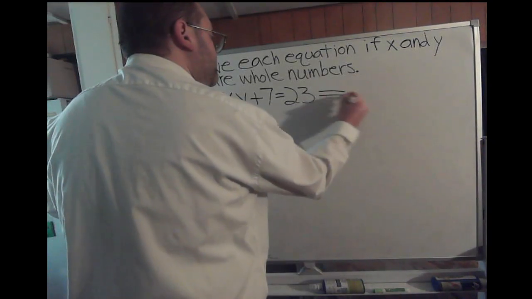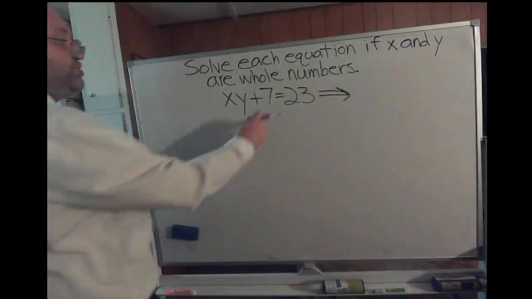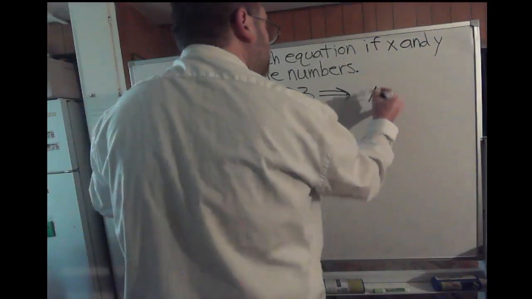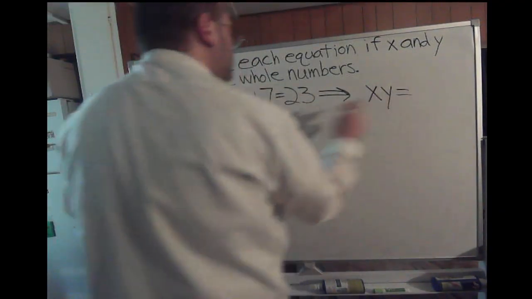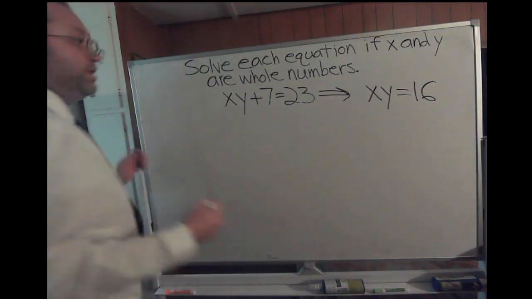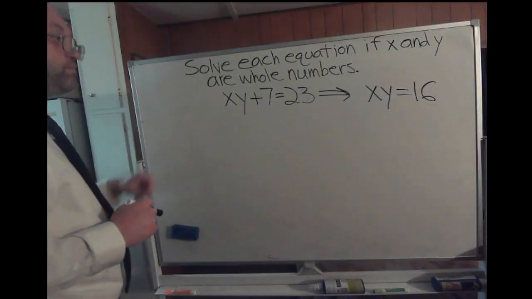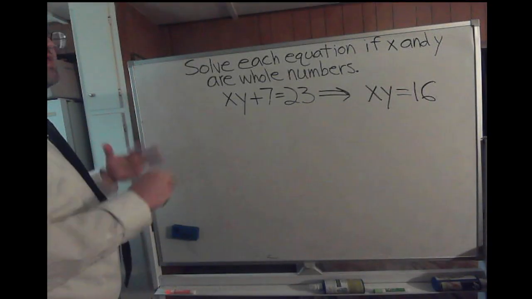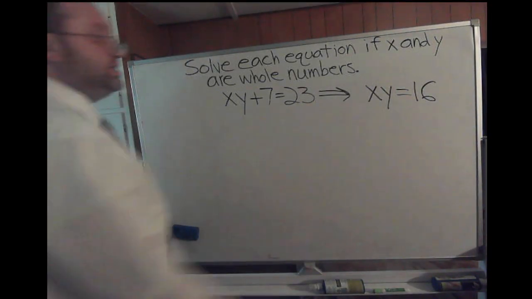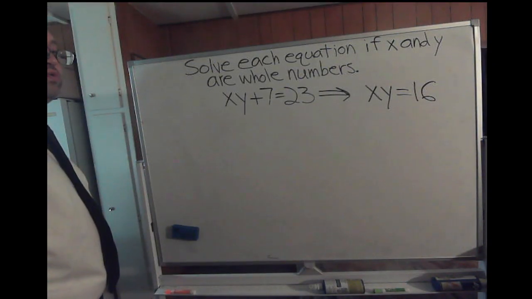So if we do that, I'm going to draw an arrow to symbolize this. We subtract 7 from both sides, you get xy by itself. 23 minus 7 is 16. Now we have a form we can work with, xy equals 16. Well, I think it's safe to say x can't equal 0 because you would have 0 equal to 16. That's just clearly not true.